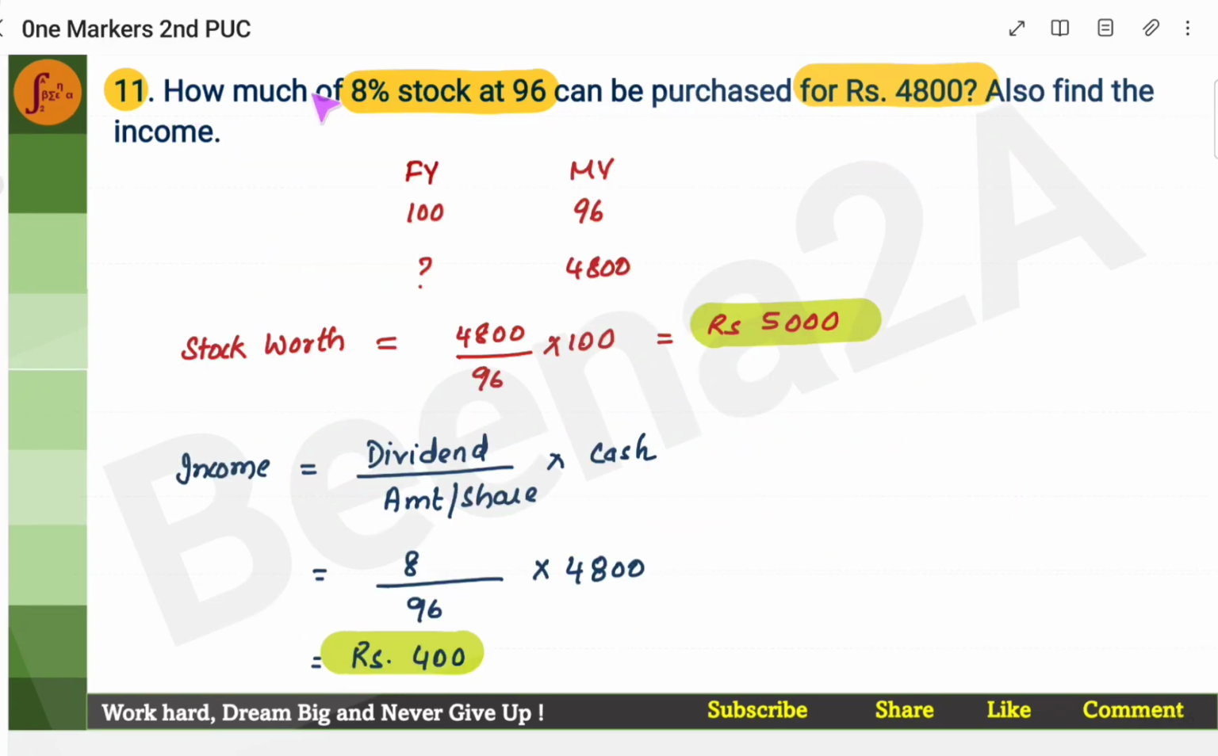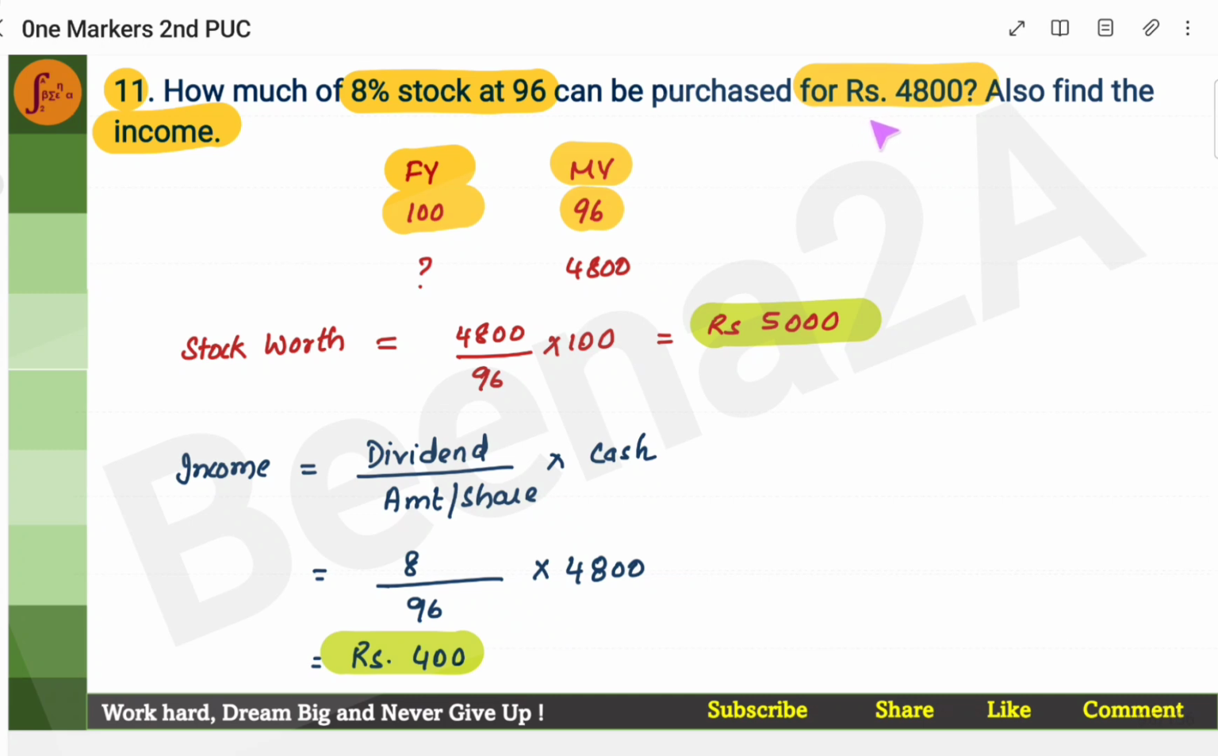Next problem. How much of 8% stock at 96 can be purchased for rupees 4,800? Also find the income. So immediately you draw these two sections. Face value is 100, at 96. So market value is 96 for rupees 4,800.